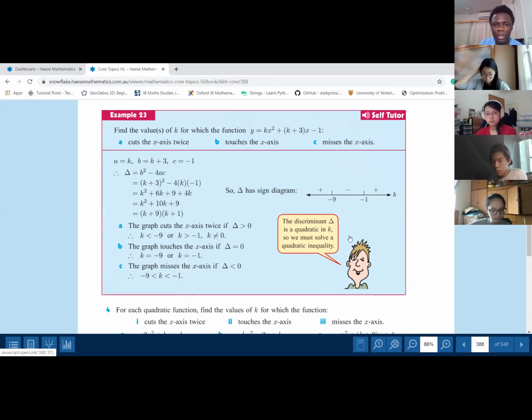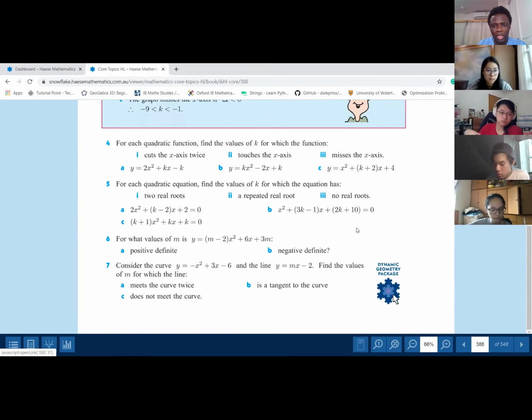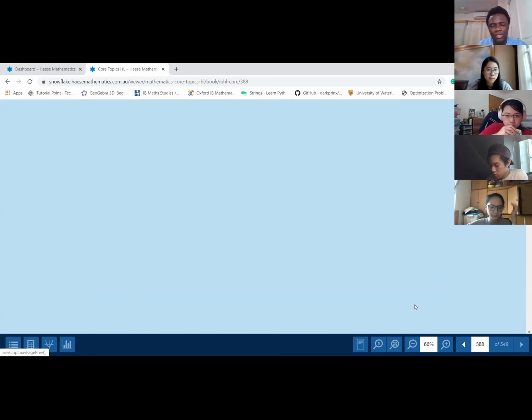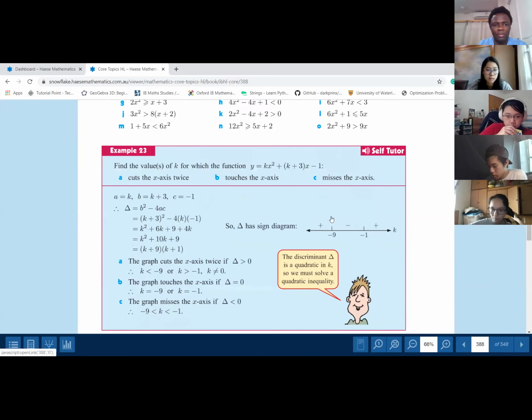So this is how we use the sign diagram to solve linear quadratic inequalities. Now, here is more applications to this, because I want to run through this quickly. Then I can send you the screenshot of the examples and assign the work that you need to do. After that, we are done with this, okay? So it's a very short idea. Now we can use this to also solve applied problems, and this is one of them. Find the value or values of k for which this function cuts twice.